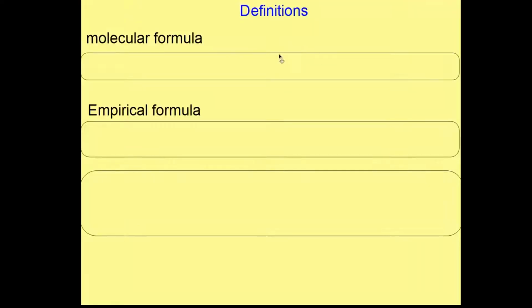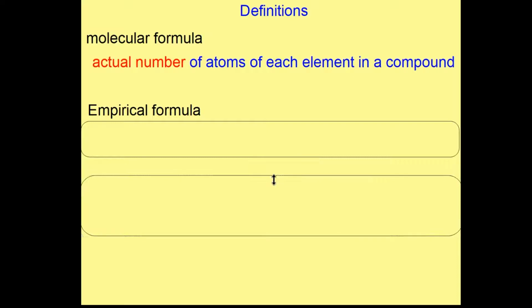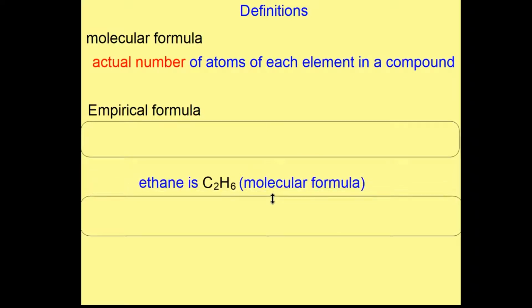This video looks at empirical formula, its definition, and how to calculate it. Empirical formula is related to molecular formula, so I'm just going to introduce that first. Hopefully you're all aware that molecular formula is the actual number of atoms of each element in a compound. So for example, ethane has a molecular formula of C2H6, so 2 carbons and 6 hydrogen atoms.